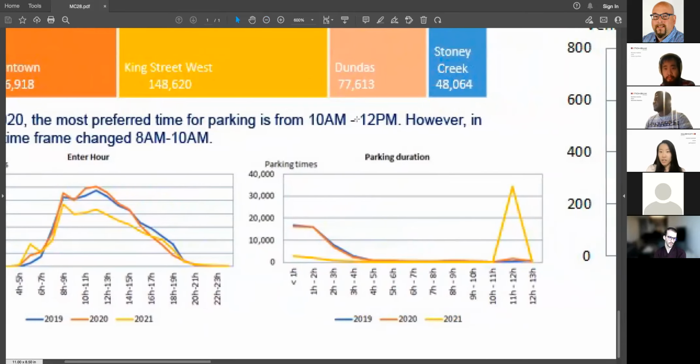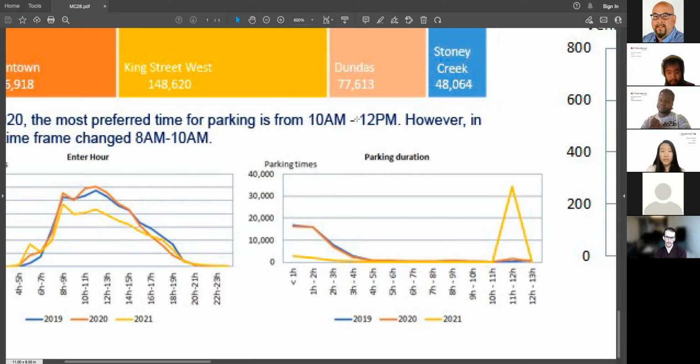And then we see the diagram beside the one we just analyzed. It shows the parking durations between 2019 and 2020. Most people, 64 to 65% of people, parked within 2 hours in the previous 2 years. Compared to 2021, most people parked for 10 to 12 hours.